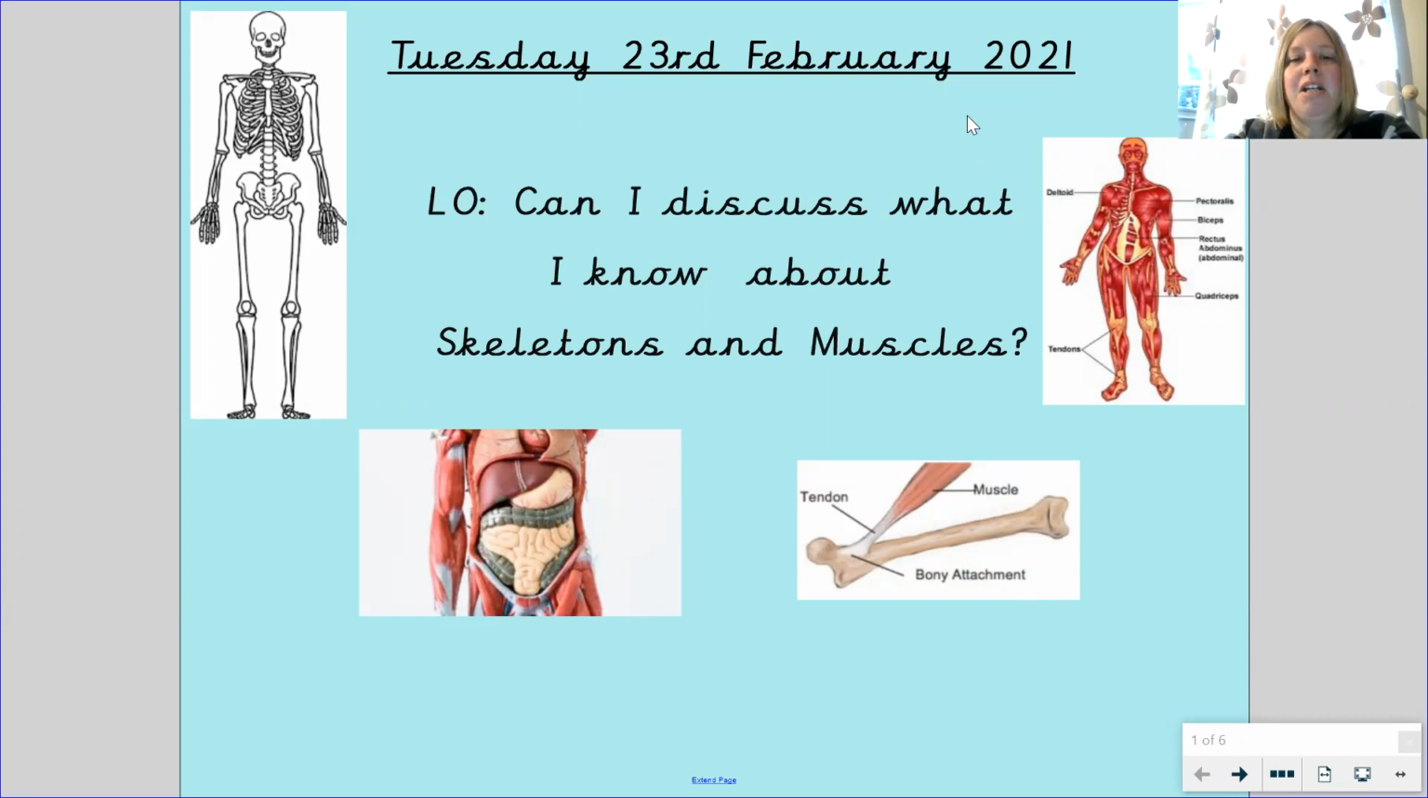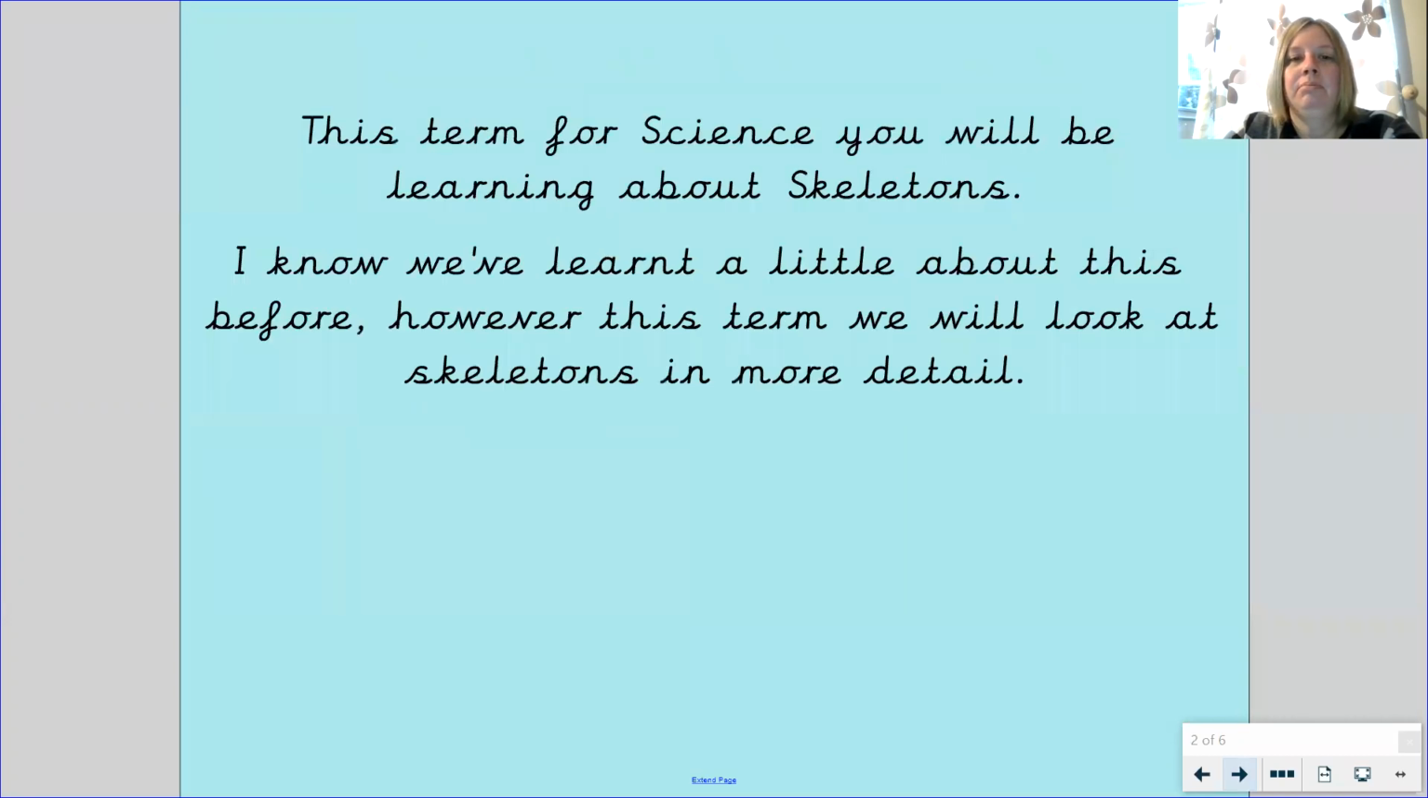Today, our learning objective is, can I discuss what I know about skeletons and muscles? This term for science, you will be learning about skeletons. I know you've already learnt a little bit about this before. However, we are going to be looking at skeletons in a lot more detail.